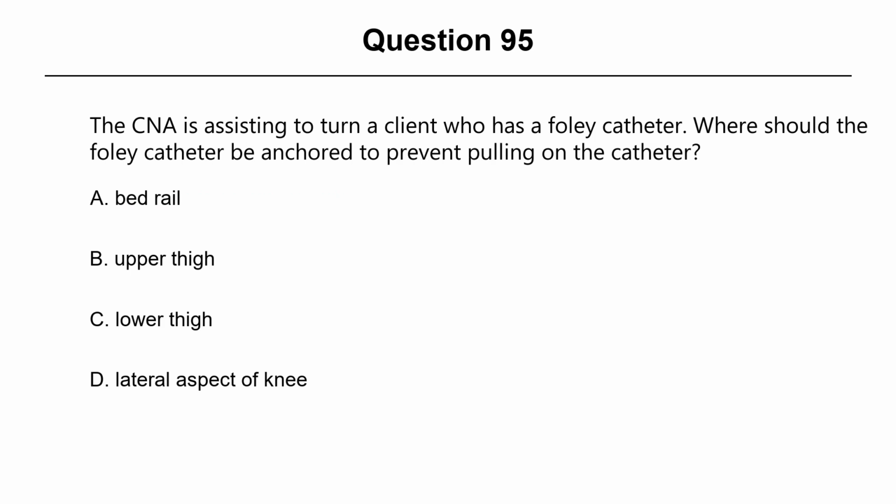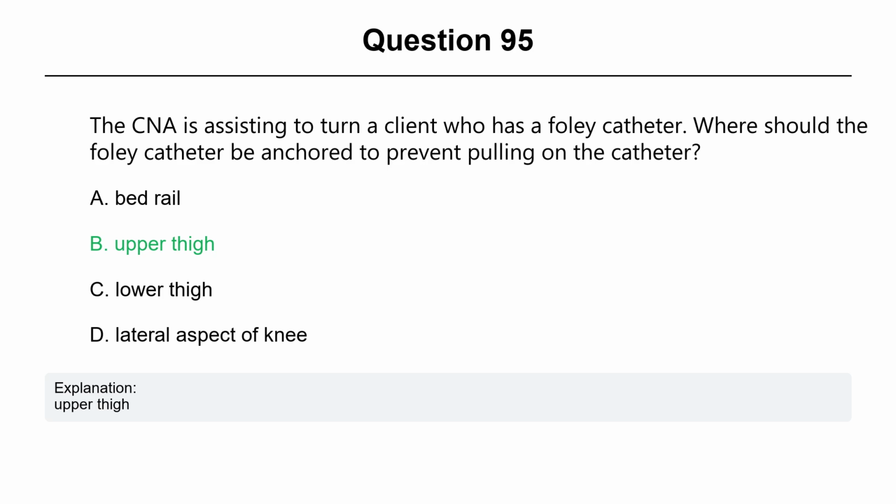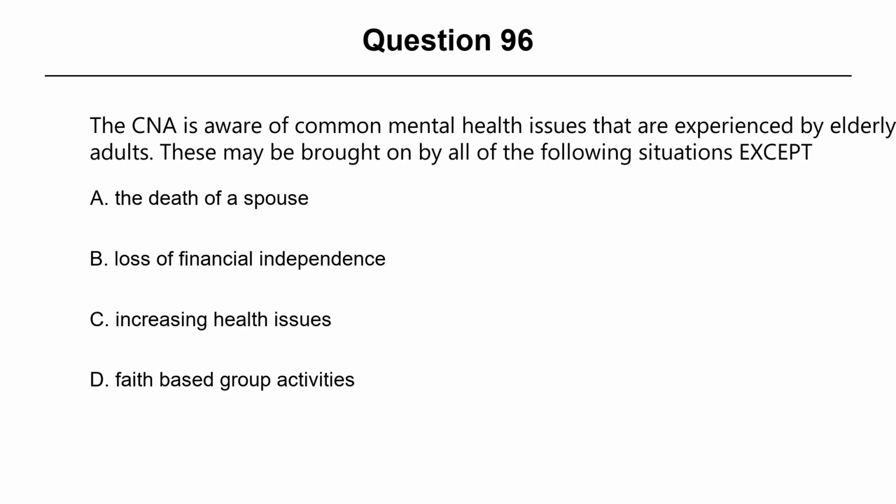Question 95. The CNA is assisting to turn a client who has a Foley catheter. Where should the Foley catheter be anchored to prevent pulling on the catheter? Option A, bed rail, option B, upper thigh, option C, lower thigh, option D, lateral aspect of knee. The correct answer is option B, upper thigh.